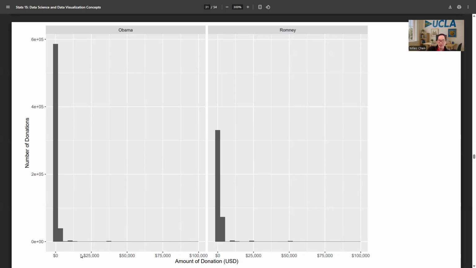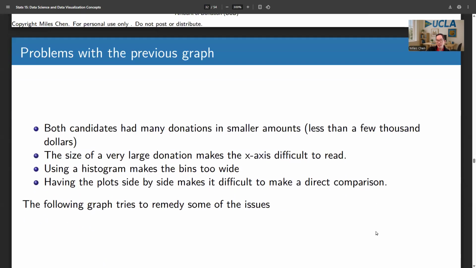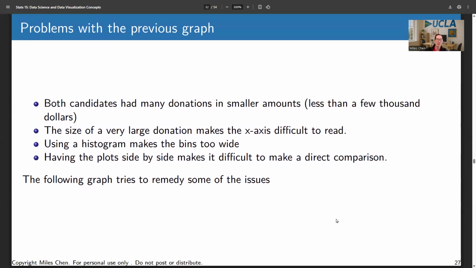This kind of scale, where you have things spaced out linearly, means the distance from 0 to 25,000 is the same distance as from 25,000 to 50,000, 50,000 to 75,000, 75,000 to 100,000. We're incrementing by 25,000, and that's basically like 1 inch every time. That kind of scale might not work super well, so we might have to change how the x-axis is displayed. Both candidates have a ton of smaller donations, just a few hundred, a few thousand dollars, and some very large donations make the x-axis difficult to read.